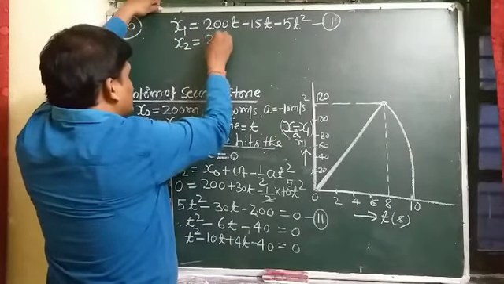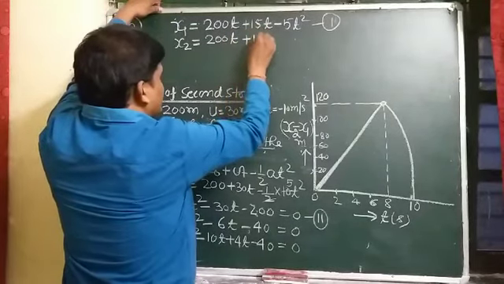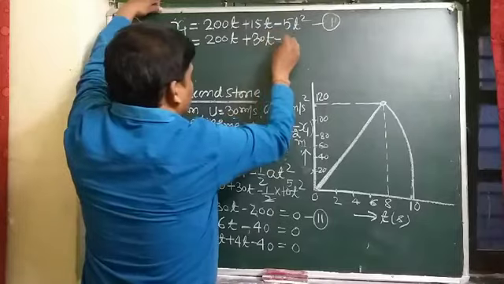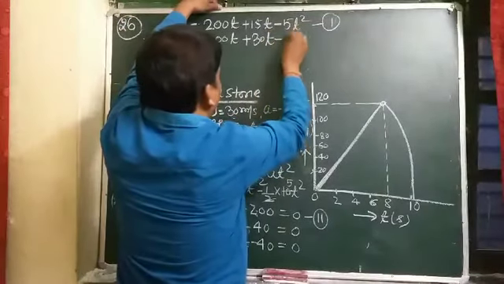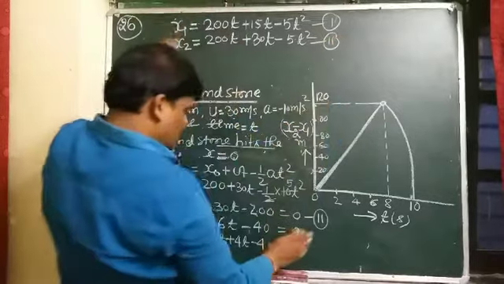x2, that is what? 200t, that is what? 15t, 30t, that is, and also that is what? 5t square. This is equation, that is what? 2. This is not equation.